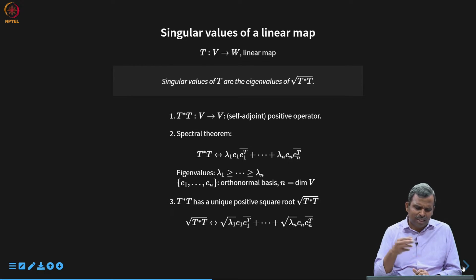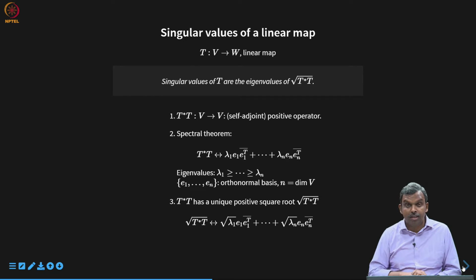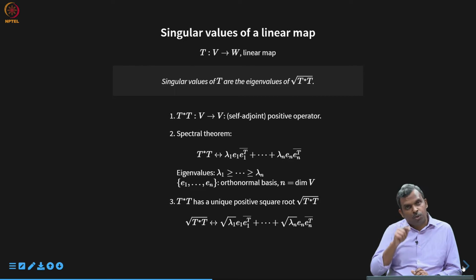I never proved the uniqueness of this in the lectures. There is a proof in your book. You can go take a look. It's a unique square root. So we'll pick up the unique positive square root of T star T, which would have the matrix representation written in this form. So wherever you have lambda, you put square root. Okay, so everything else remains the same.